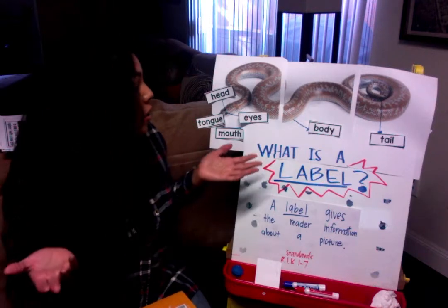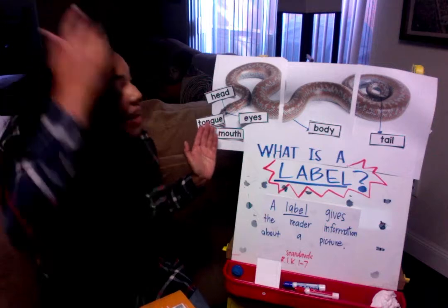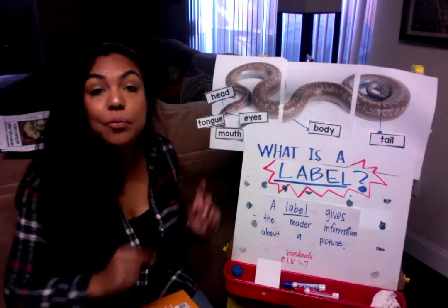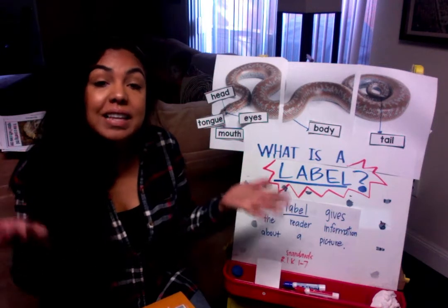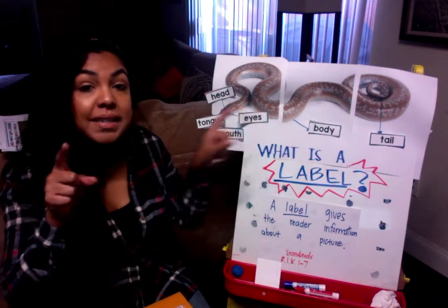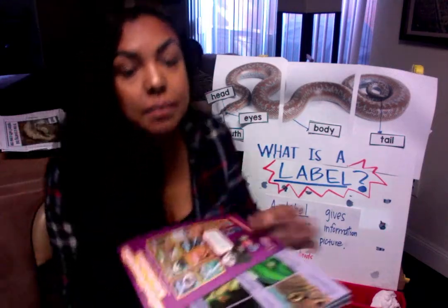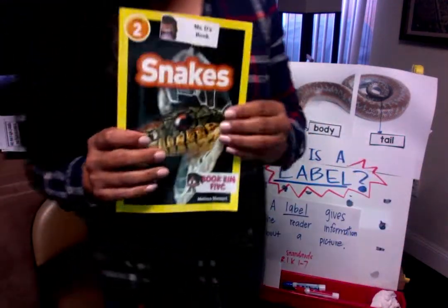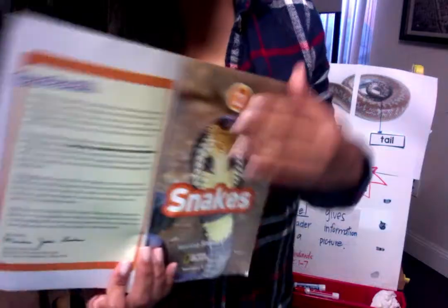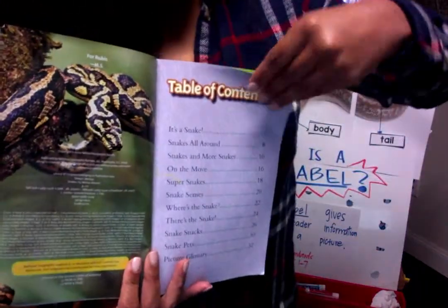So where is his tail, where is his body, his eyes, his head, his tongue, and his mouth, right? It's telling me where these things are because I'm looking at all these words that are pointing to my snake. So when we look in a book that is an informational text, informational, nonfiction, right? Let's look at some examples.